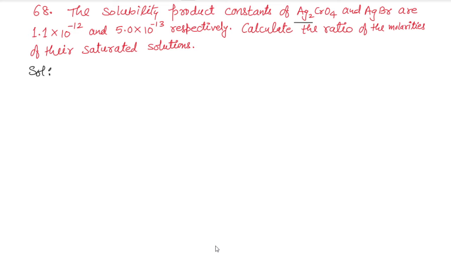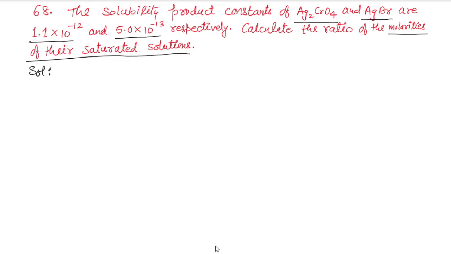Our today's question is from ionic equilibrium, and the question is: the solubility product constants of silver chromate and silver bromide are given as 1.1 into 10 raised to the power minus 12 and 5.0 into 10 raised to the power minus 13. We have to calculate the ratio of the molarities of their saturated solutions.